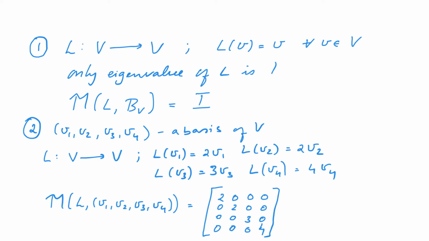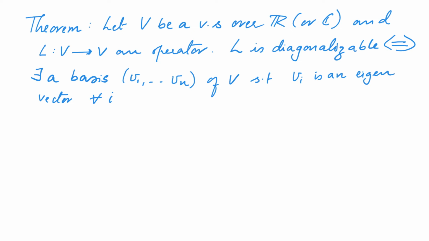However, even in this case, notice that we could find a basis of V such that all the elements in the basis are eigenvectors of L. In general, whenever we can do this, we will be able to diagonalize the linear operator. More precisely, we have the following theorem. Let V be a vector space over R or C and L from V to V an operator. L is diagonalizable if and only if there exists a basis of V such that each element in the basis is an eigenvector.